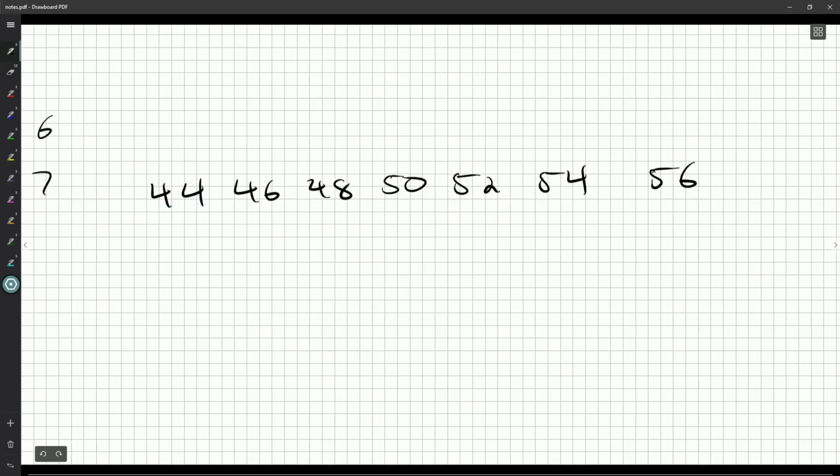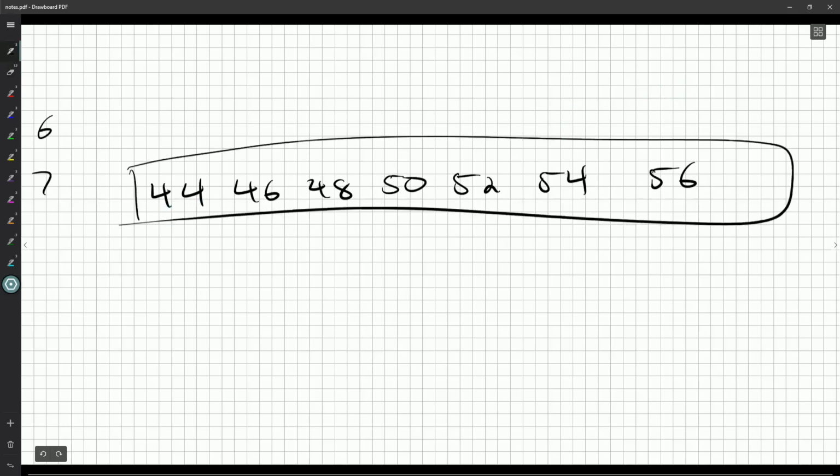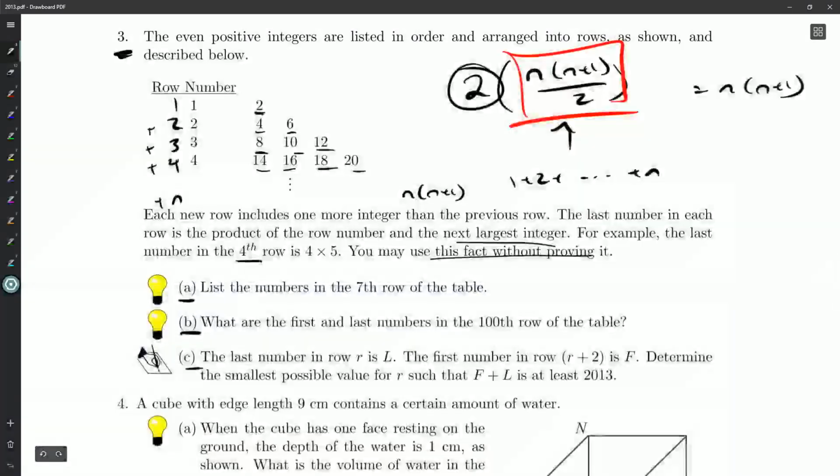In the little box provided in the booklet, I would probably write that and nothing else. And if you wanted to, you could explain your reasoning: I'm starting at the 56 because I know that's the last number, and I'm working back, and there will be 7 numbers in the 7th row. That's all you would need to say.